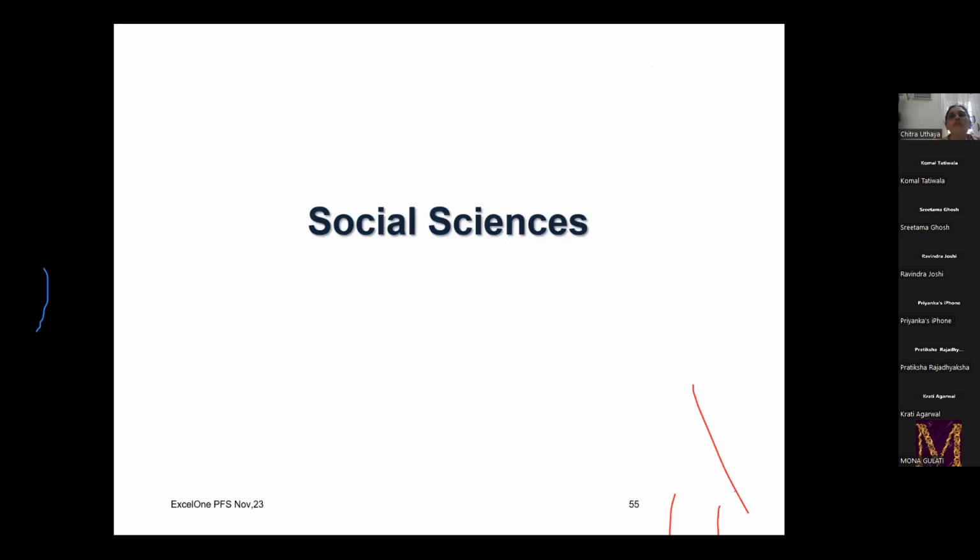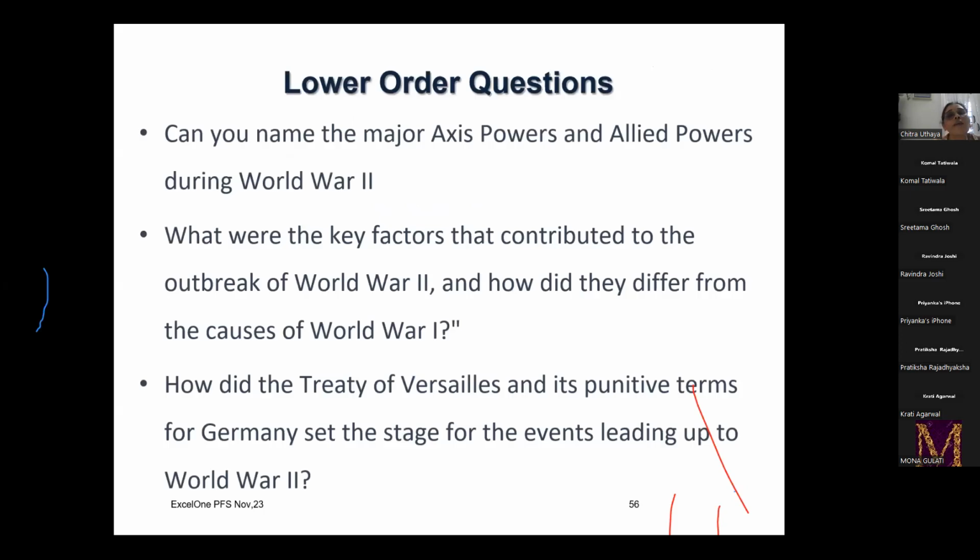Now let's look at a few questions. I've taken you through lots of questions in sciences. Let's look at a few questions in social sciences. So these are some lower order questions. I've taken 2 chapters basically. One is on World War II and the other is on India's struggle for independence. So this is on World War II. These are some lower order questions that we would usually ask.